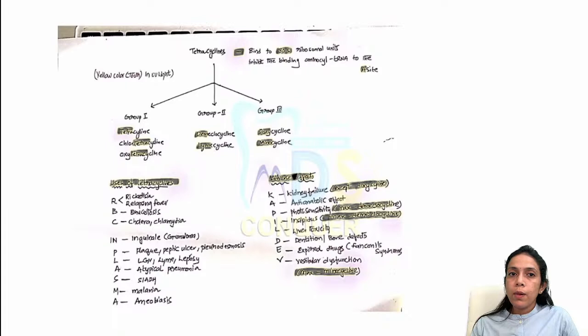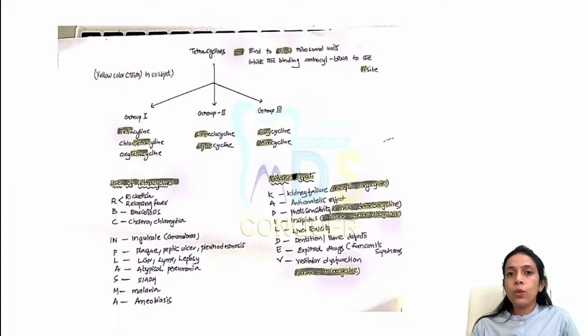So what are the various tetracyclines? There's group 1, group 2 and group 3. In the adverse effects, vestibular dysfunction is maximum with minocycline. Diabetes insipidus is maximum with demeclocycline. Photosensitivity is also maximum with demeclocycline, and almost all the tetracyclines are nephrotoxic except doxycycline.